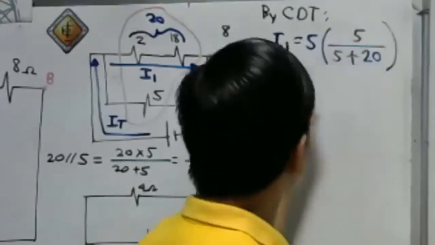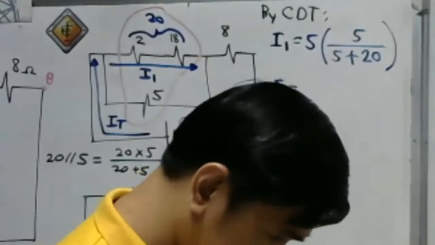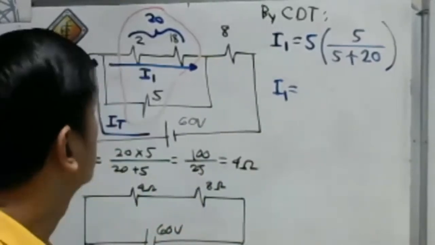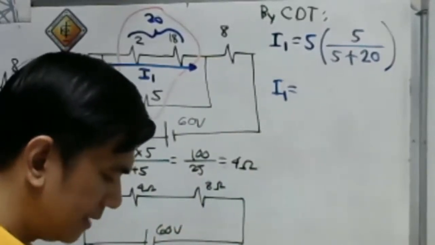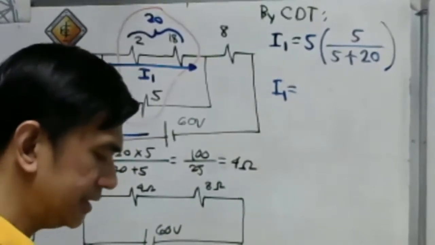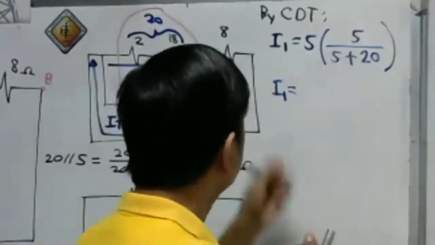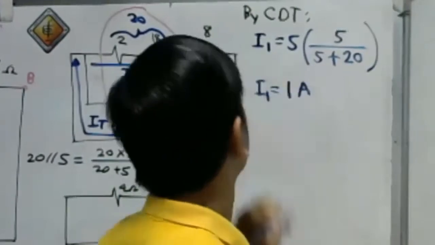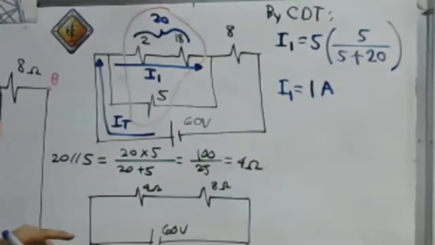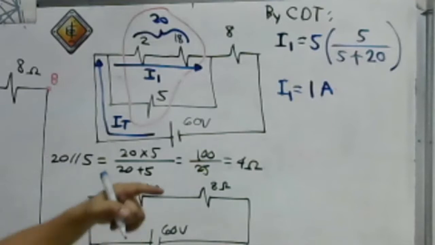Okay? So let us calculate our I sub 1. What is our I sub 1 equal to? So we have here 5 times 5, then divided by 25. Of course, this is simply 1 ampere. Okay? 1 ampere. That is our I sub 1.